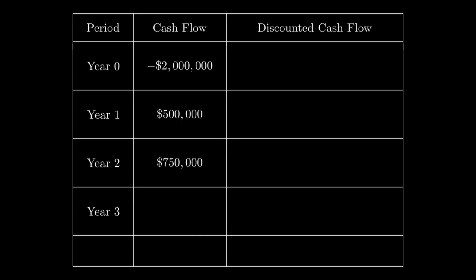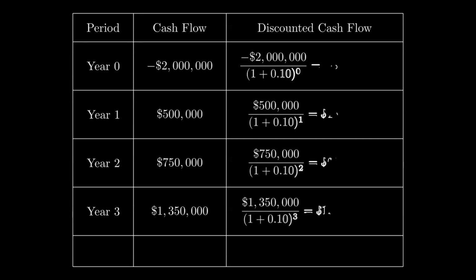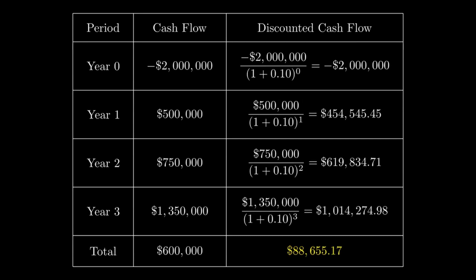Okay, so now let's look at an example. Suppose you are reviewing a proposal that requires an initial outlay of $2 million. So the cash flow at time zero would be negative $2 million. You expect that the proposed investment will generate net positive cash flows of $0.5 million at the end of year one, $0.75 million at the end of year two, and $1.35 million at the end of year three. Using 10% as a discount rate, you calculate the NPV as follows.